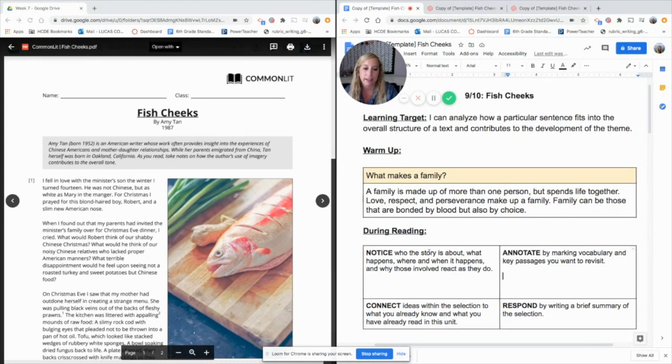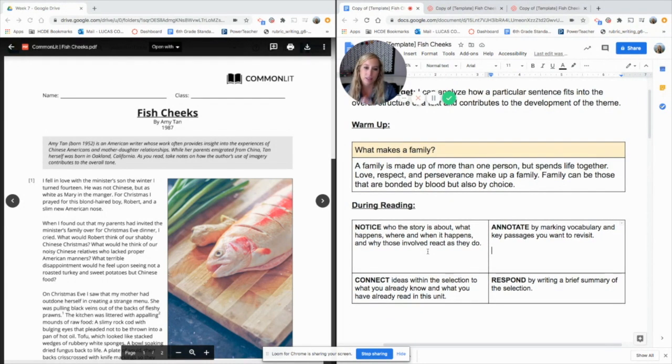So we're actually looking at 4 things today, and the first one is notice. Who is the story about? What happens? Where and when it happens, and why those involved react as they do. So we are really focusing on the characters, that conflict, and the reactions.